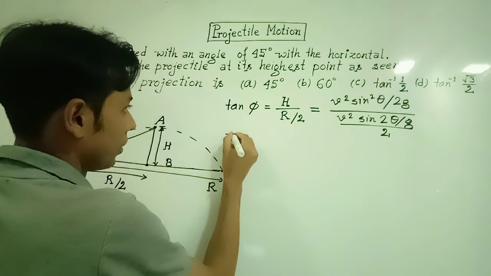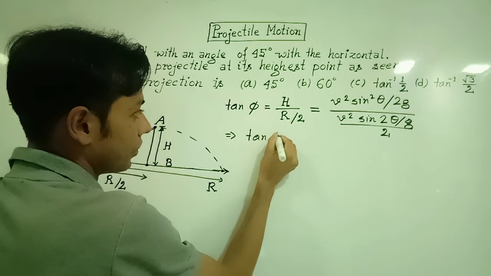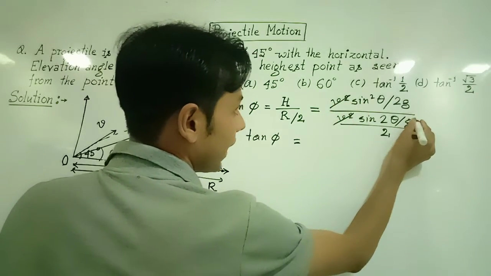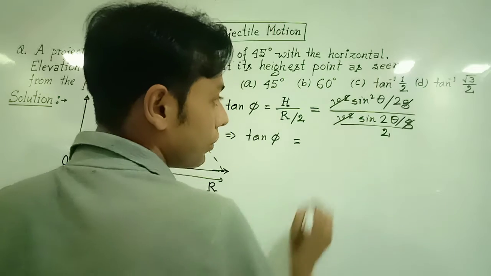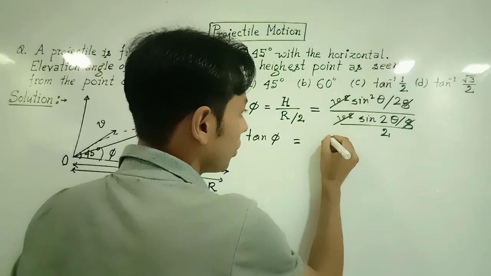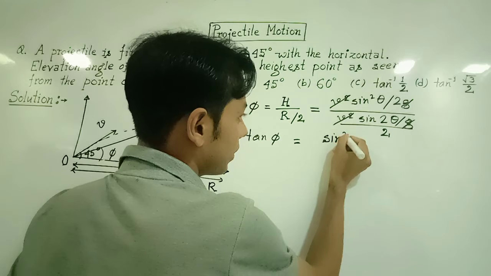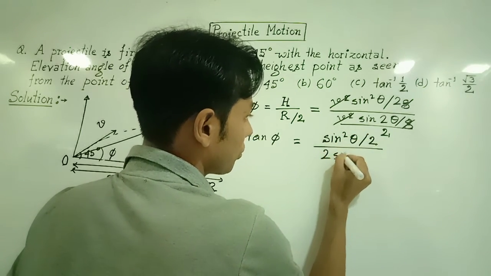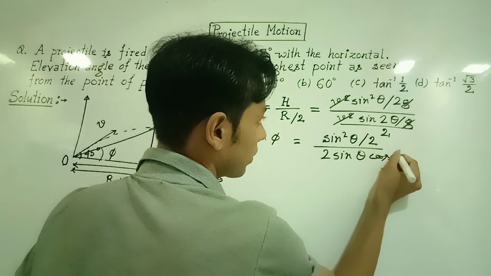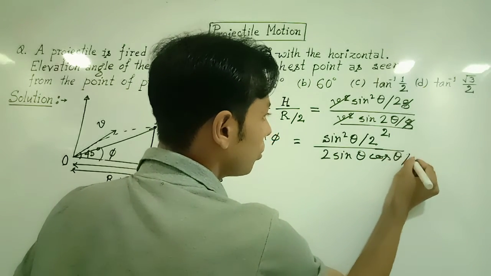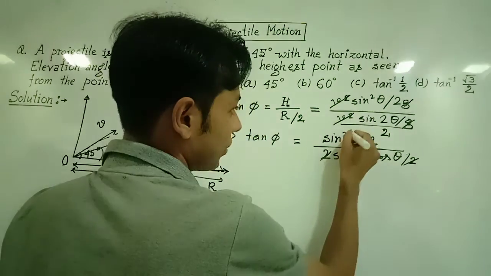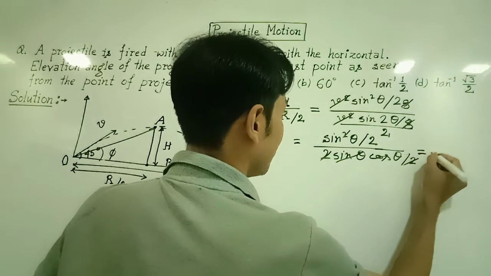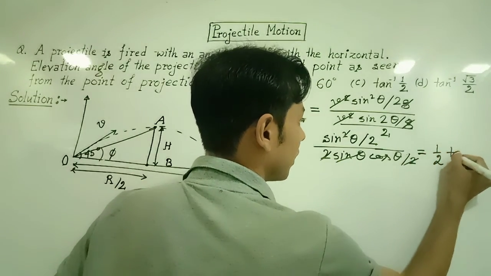So from this situation we can write tan phi is equal to this V square and V square will get cancelled, and again this g and g will get cancelled, and if you split the sine 2 theta, this will be equal to sine square theta divided by 2 sine theta cos theta divided by 2. Now this 2 and 2 again get cancelled, and the square of the sine and this sine will also cancel, and after all we get tan phi is equal to half tan theta.